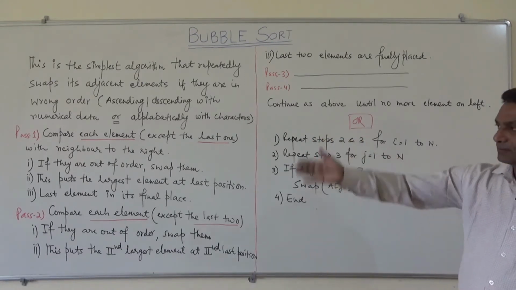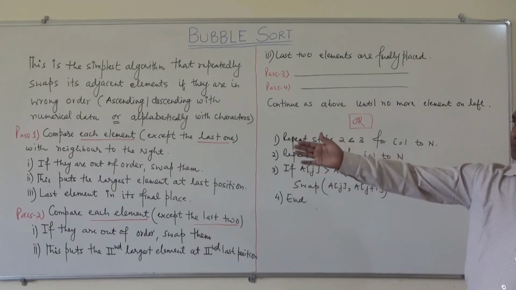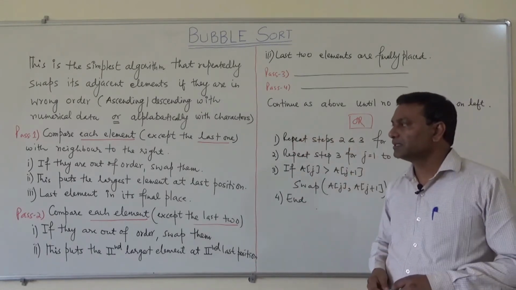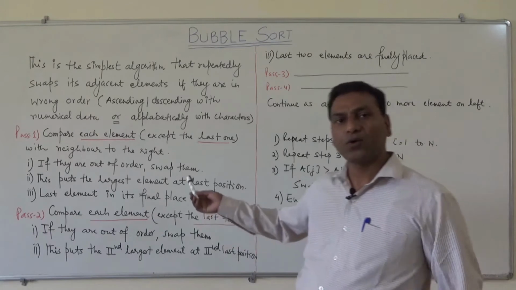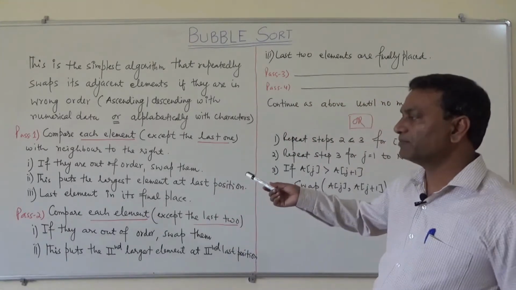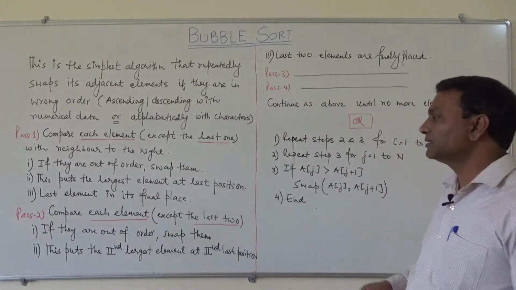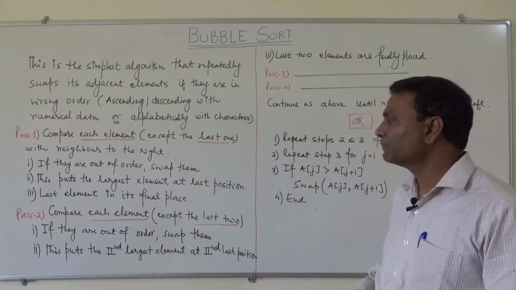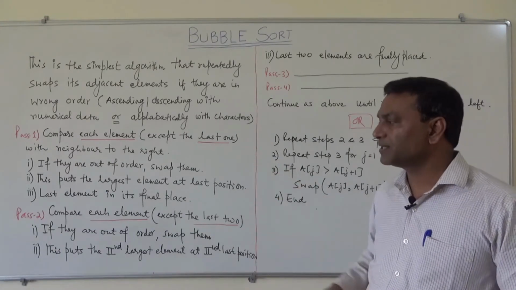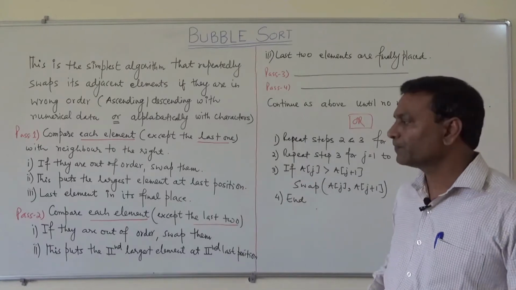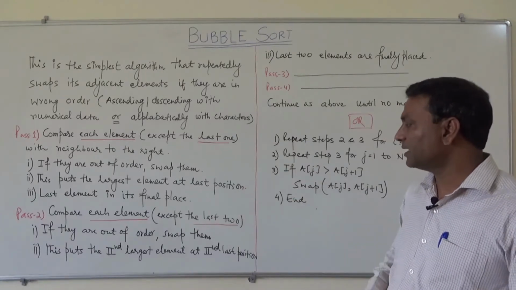So we will have some passes. Pass 1: compare each element except the last one with its neighbor to the right. If they are out of order, then swap them. This puts the largest element at the last position, and the last element in its final place. Then we will go for pass 2: compare each element except the last two.